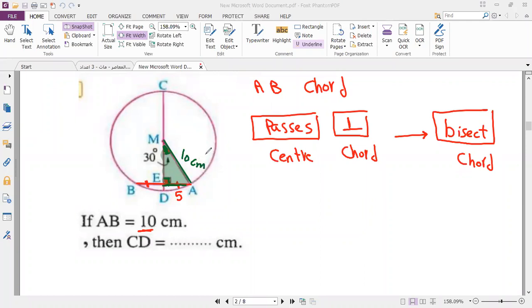Okay. And MA is a radius in the circle. So the length of MA is the same as the length of MC, which is the same as the length of CD. All of them are equal. So the length of CD is going to be 20 centimeters.